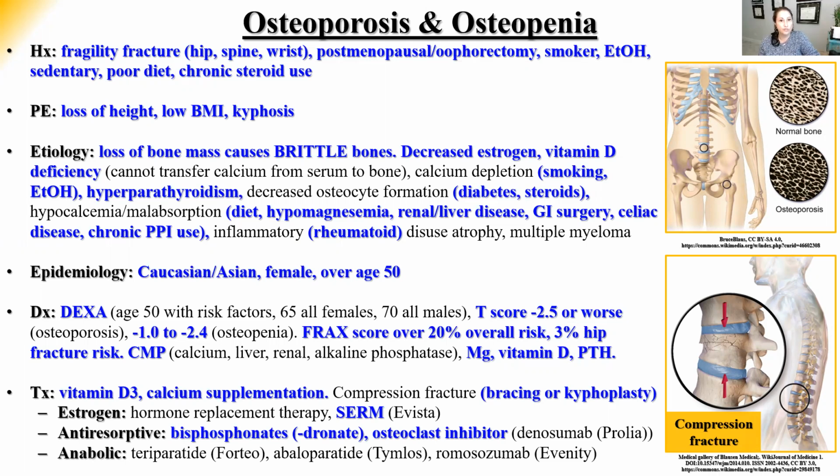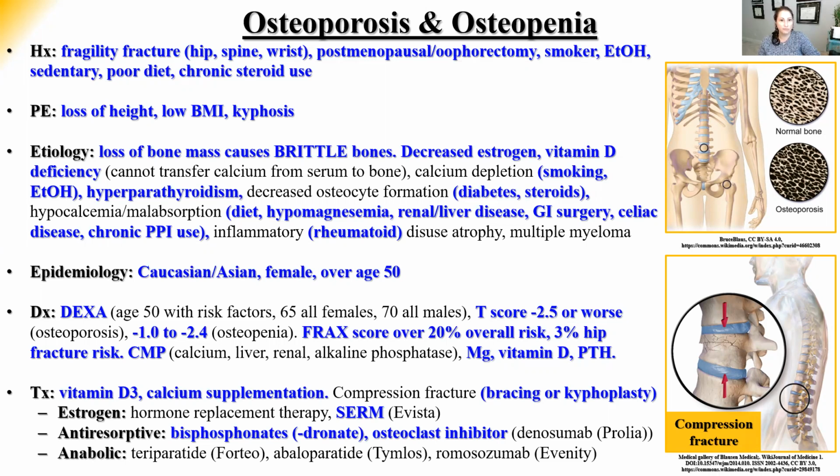Inflammatory conditions like rheumatoid arthritis are a predictive risk factor. Disuse atrophy if somebody's in a wheelchair, and then multiple myeloma is a very rare cause of this. Our demographic for this is going to be Caucasian and Asian women, usually over the age of 50 because they're postmenopausal. Here's your exam question. The DEXA scan is a diagnostic criteria for this, and it's going to be a T-score of -2.5 or less. That's standard deviations. Osteopenia is indicated by -1 to -2.4.